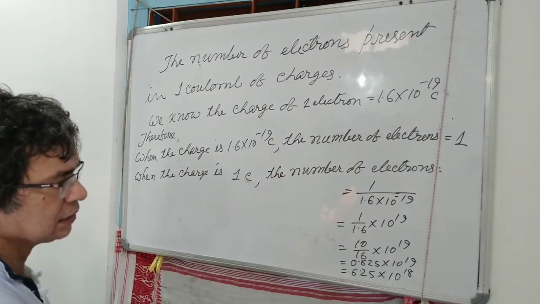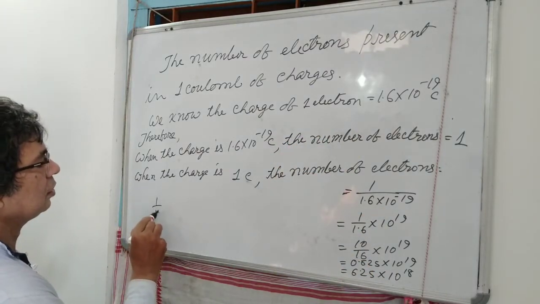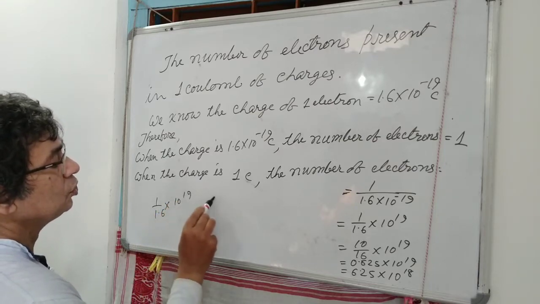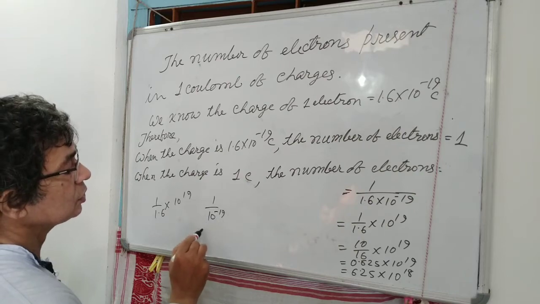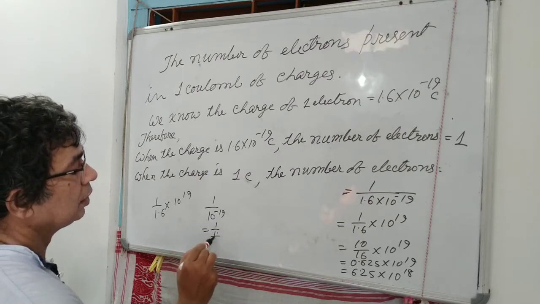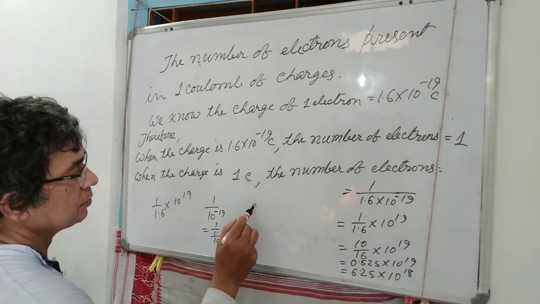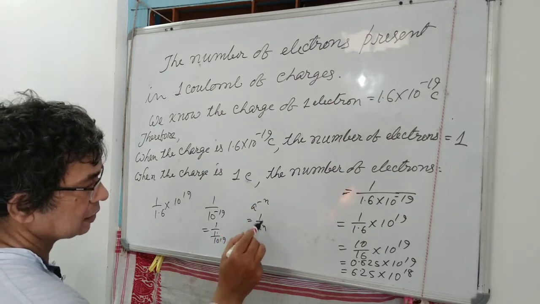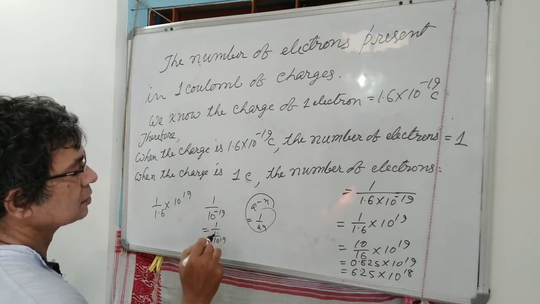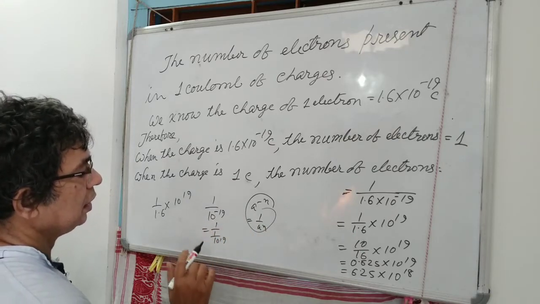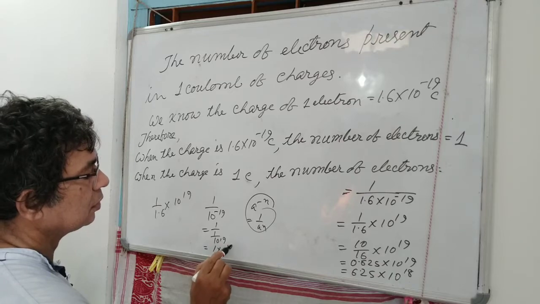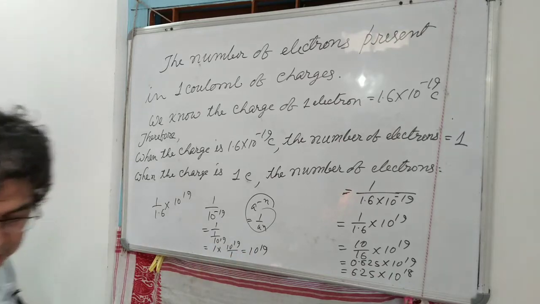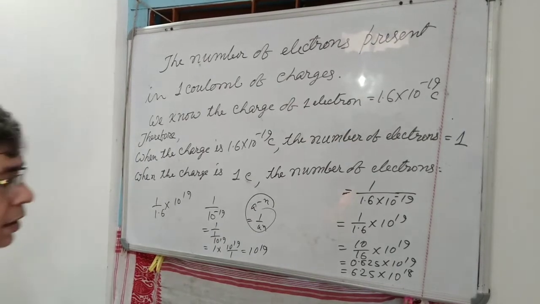In the next step we find that it will be 1 by 1.6 into 10 to the power 19, since 1 by 10 to the power minus 19 is equal to 10 to the power 19. That means a to the power minus n means 1 by a to the power n. Therefore 10 to the power minus 19 means 1 by 10 to the power 19. Again it will be 1 into 10 to the power 19 by 1, that is equal to 10 to the power 19.